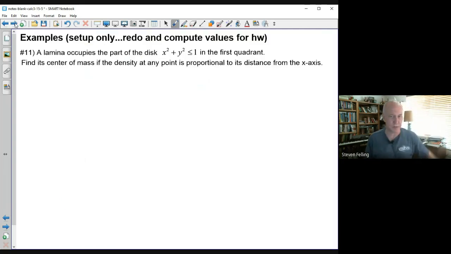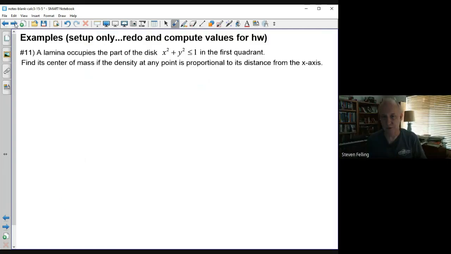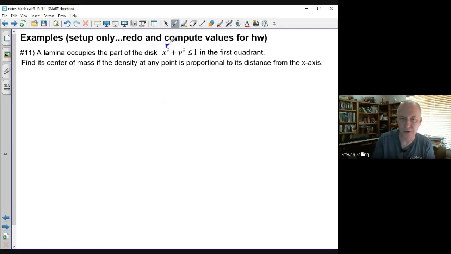A lamina occupies the part of the disk x squared plus y squared is less than 1. So that's a circle of radius one. R squared is less than 1, so r is staying under 1. In the first quadrant, find the center of mass if the density at any point is proportional to its distance from the x-axis. Okay, let's graph first to see what the domain area is that we're doing here.